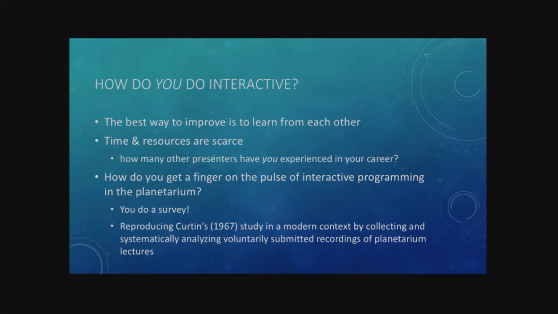But of course, we don't have the time or the resources to do that on a regular basis. So the idea is to get a survey of what people are doing in their planetariums and be able to share that with the planetarium community. Then we have this resource and people don't have to leave their domes in order to find out what's going on in other domes and improve what they're doing in theirs.